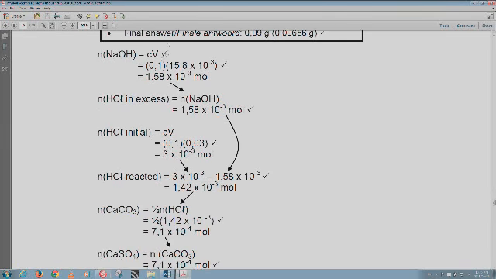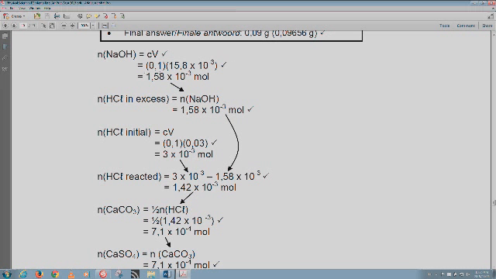Now let us have a look. For the first mark, the learner can get it on n = cV for calculating the number of moles of sodium hydroxide that neutralizes the excess HCl. The number of moles there will be cV, 1 mark for the formula. And then for substitution of 0,1 of the concentration and 15,8 × 10⁻³ of the volume there, it's 1 mark.